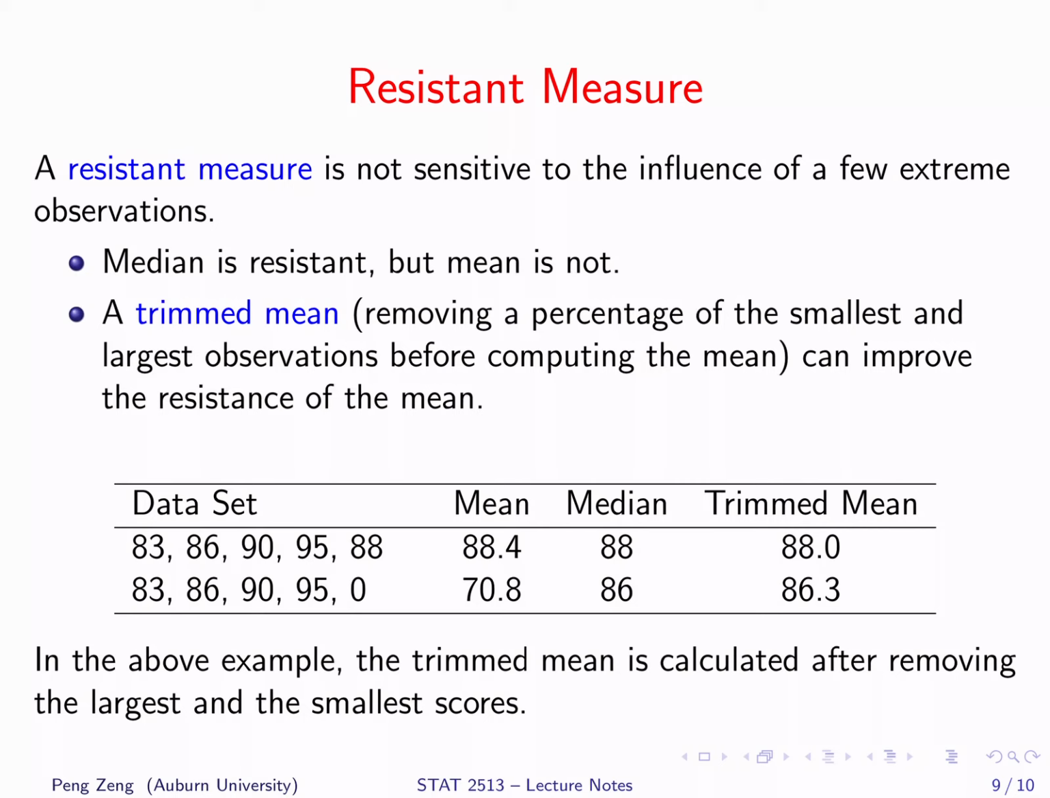In this example, we remove the largest and the smallest numbers before calculating the mean. The trimmed mean is 88 for the first dataset, and it is 86.3 in the second dataset. They are close to each other.